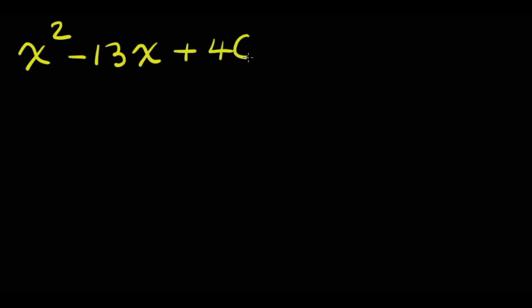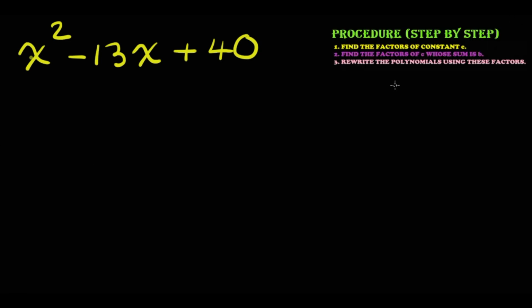Now let's go over another example. Let's take a look at x squared minus 13x plus 40. Okay, so here's another trinomial. And we have to factor this, come up with the two factors that when you multiply them, you get x squared minus 13x plus 40. Okay, so we're going to go through the procedure of how to do it, step by step.